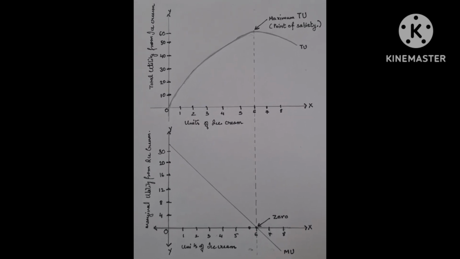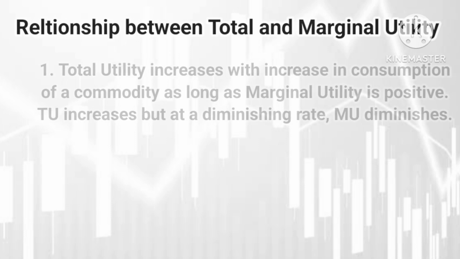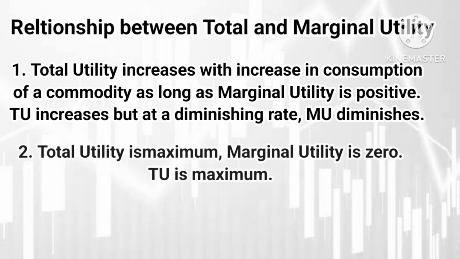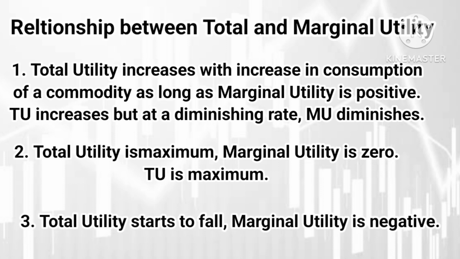Let us write the points. Number 1. Total utility increases with increase in consumption of a commodity as long as marginal utility is positive. Total utility increases but at a diminishing rate and marginal utility diminishes. Number 2. Total utility is maximum when marginal utility is 0. Number 3. Total utility starts to fall when marginal utility is negative.